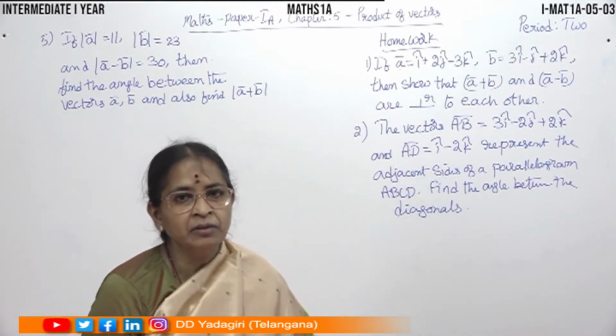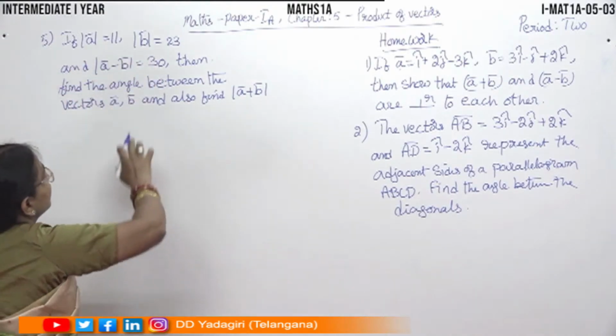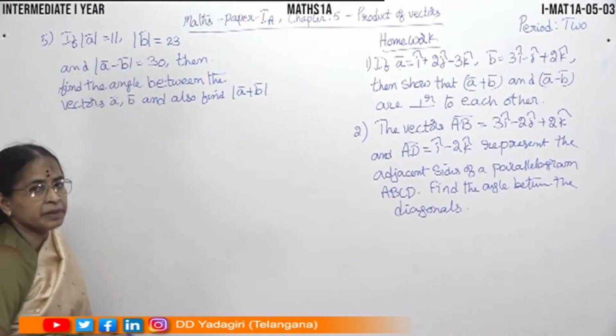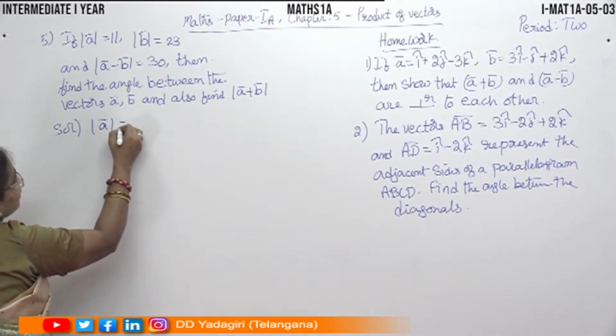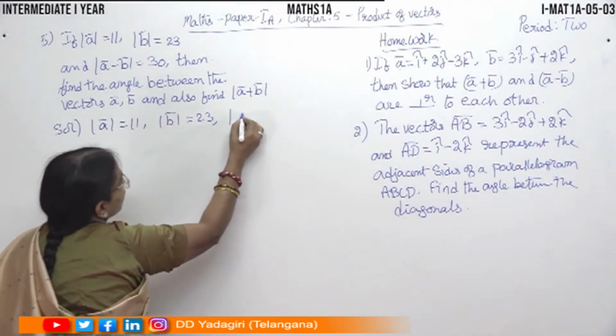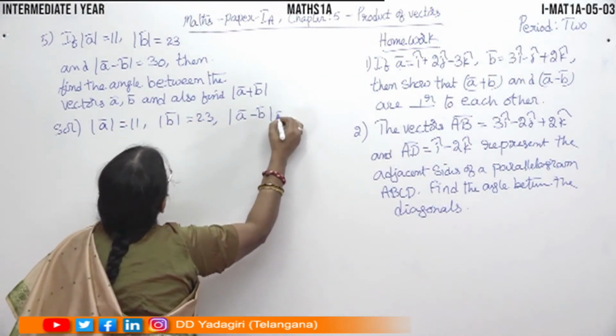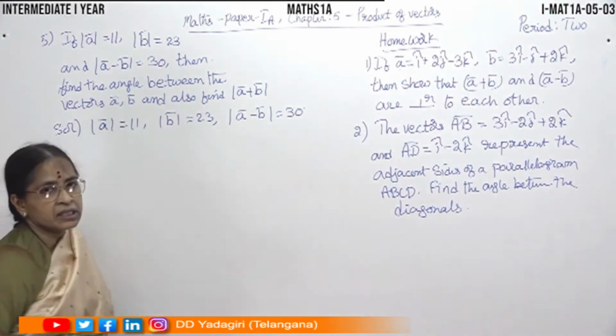Now we'll continue with the problems. Now next problem is mod A, mod B are given and you are also given mod A minus B as 30. So you are given that mod A is equal to 11, mod B is equal to 23 and then mod of A minus B is equal to 30. So we find the angle between the vectors A and B.